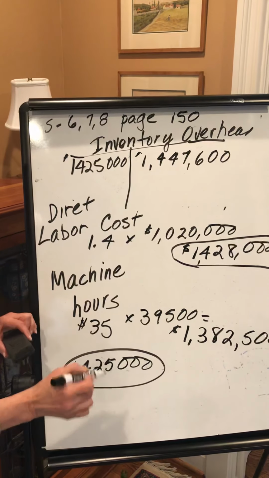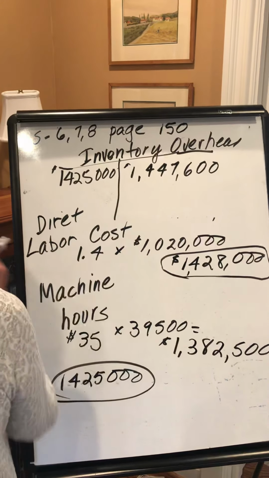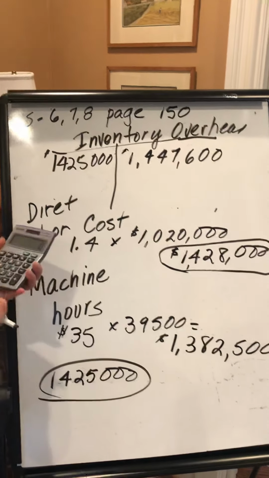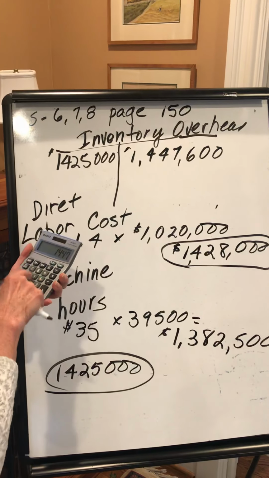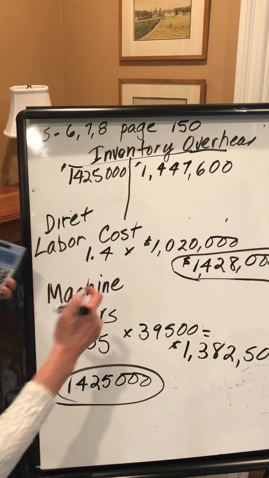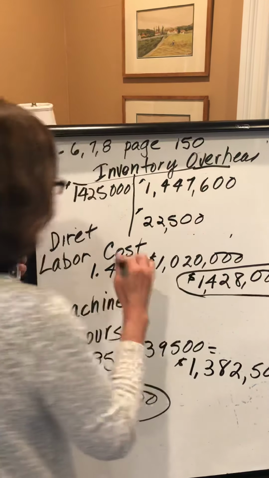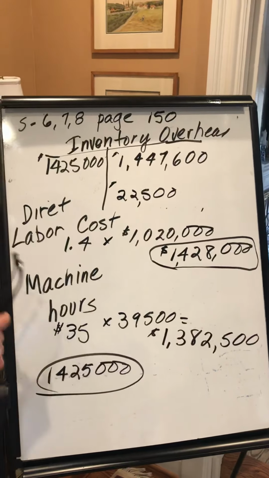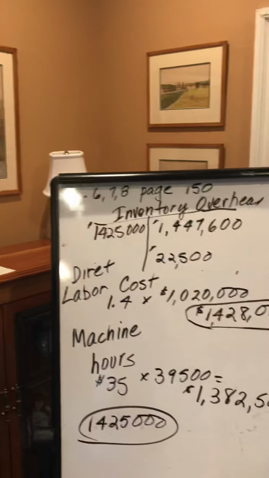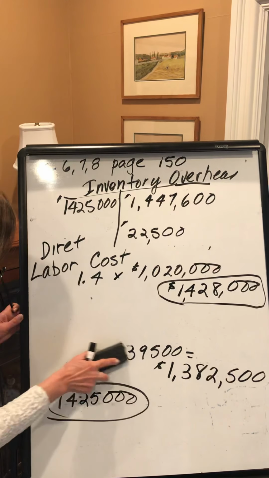So at the end of the year, first of all, they over allocated their overhead because we actually now have a credit or negative balance of 1,447,600 minus 1,425,000, so $22,500. Well, first of all, we can't have negative inventory. The lowest number is 0. So we need to get rid of this. I'm going to keep this number here because I'm going to use that as an example.